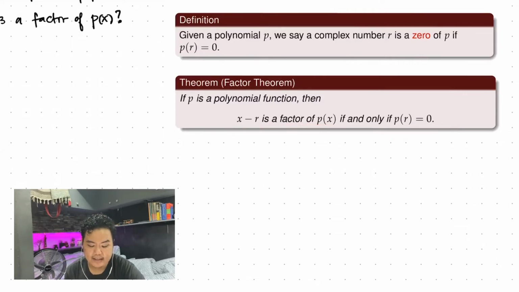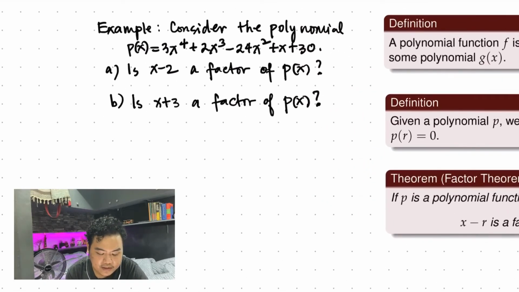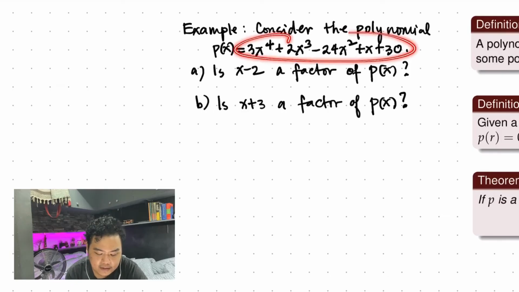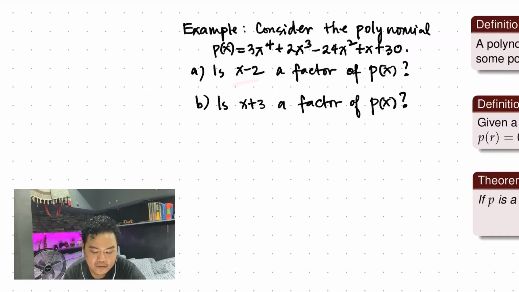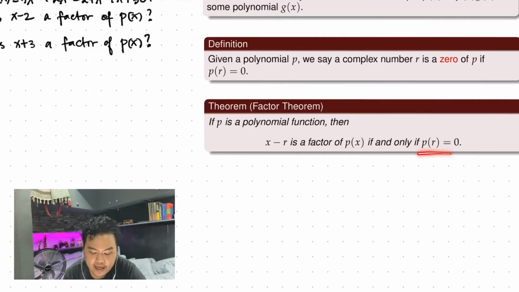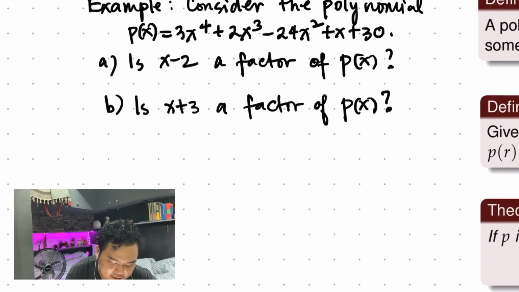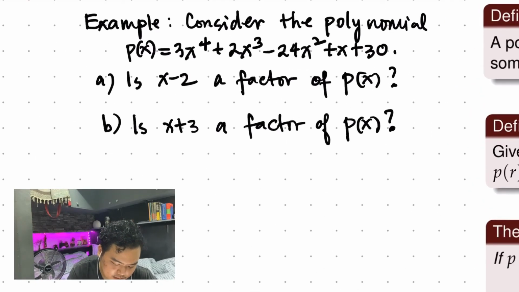Before natin i-verify to, let us do some examples. Let us consider this polynomial. May dalawang question: is x minus 2 a factor of p of x? There is a way of doing it. Kailangan pag pinlog-in mo yung r, magsi-0 kung factor siya. Otherwise, hindi siya 0, or hindi siya factor. So, for letter A, this is x minus r, so r is 2.